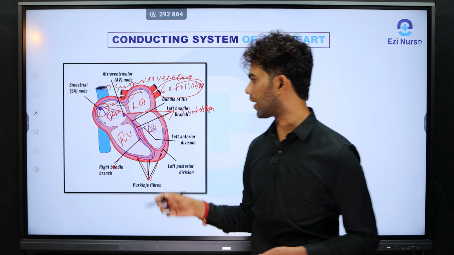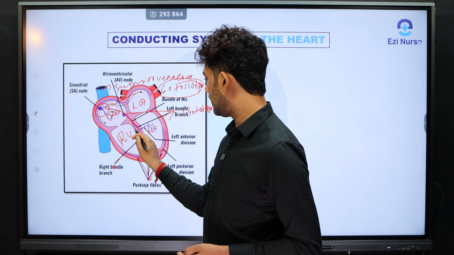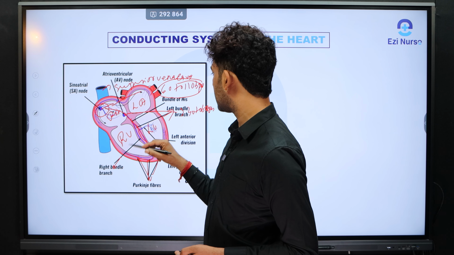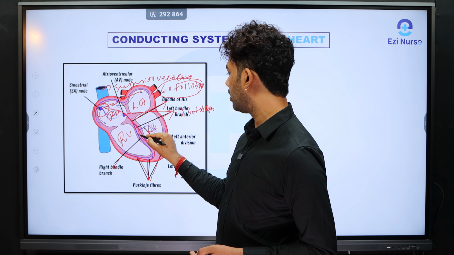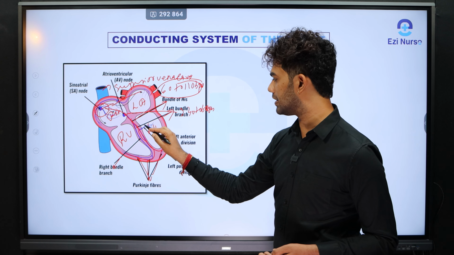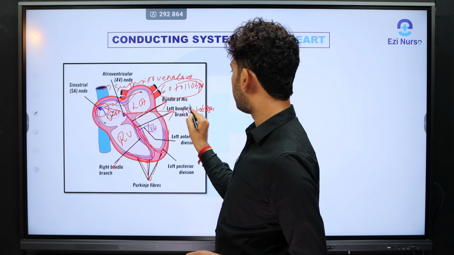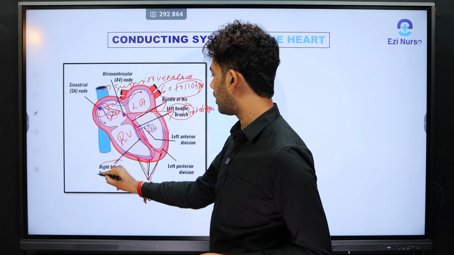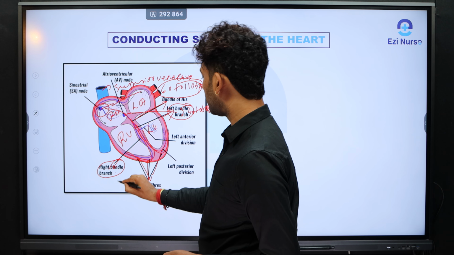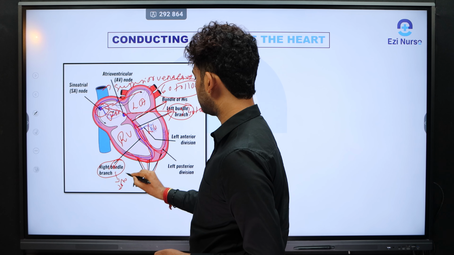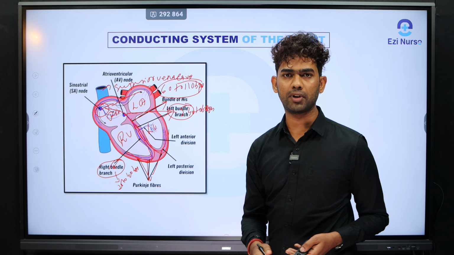Got it? Okay, then there will be a thread-like structure. You can see it is a blue color, that is the bundle of His. The electrical signal is passing through the bundle of His, then the bundle of His is dividing into two: one is the left bundle branch and the other is the right bundle branch. This can produce 20 to 40 beats per minute. That's about the conducting system of the heart.